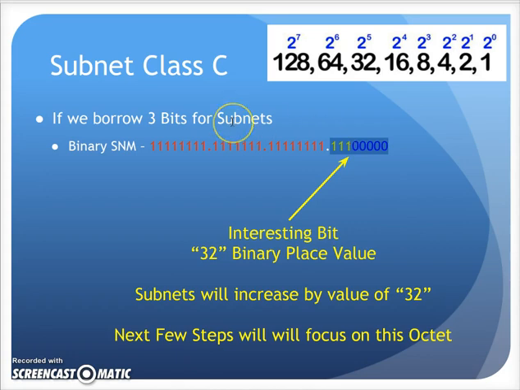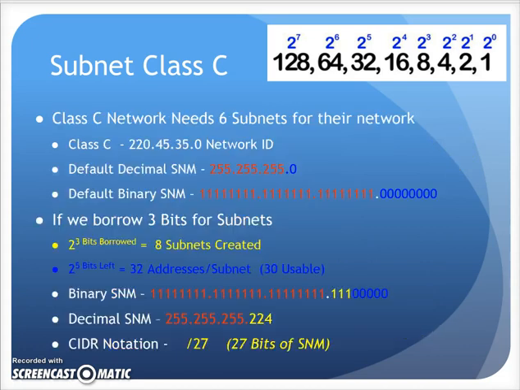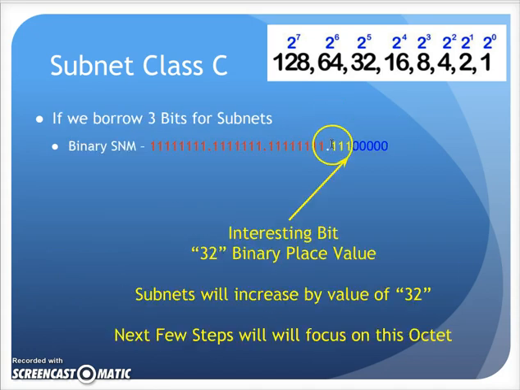If I go back 1 page real quick, I said I'm going to get 8 subnets of 32. I see that when I look at this right here: I've borrowed out to this place. That's the 32 place. I'm going up by a factor of 32. That is going to help me very quickly build the chart I need on the next page.